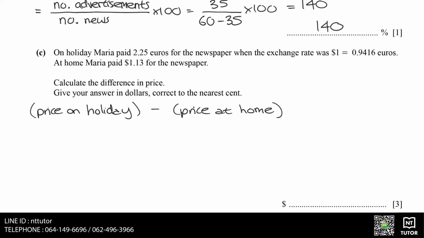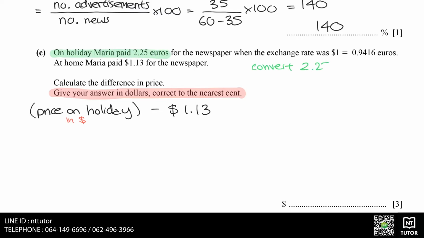The question says give your answers in dollars correct to the nearest cent, so we want to do our calculation in the unit of dollars. We already know the price at home in dollars, which is $1.13. We know the price she paid on holiday in euros. So what we need to do first is to convert euros into dollars.